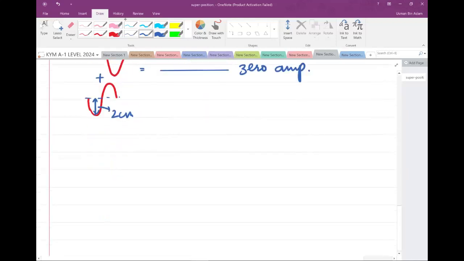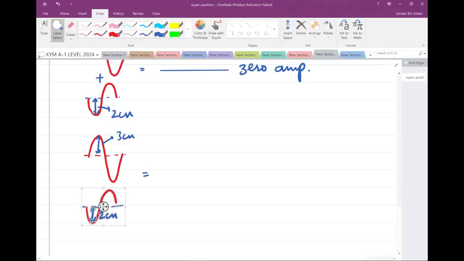They will completely cancel each other out only if their amplitudes are equal. If this is 2 and if this is 2, they will result in a wave that has zero amplitude. But what if one of them has a larger amplitude and the other one has a smaller amplitude? Let's say this wave had an amplitude of 3 centimeter and the other wave had an amplitude of 2 centimeter. What happens if they both meet at a point?